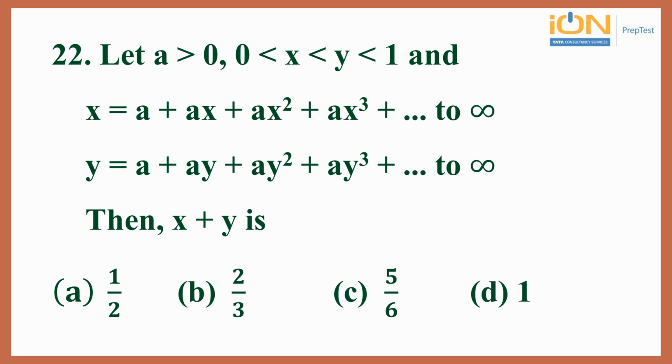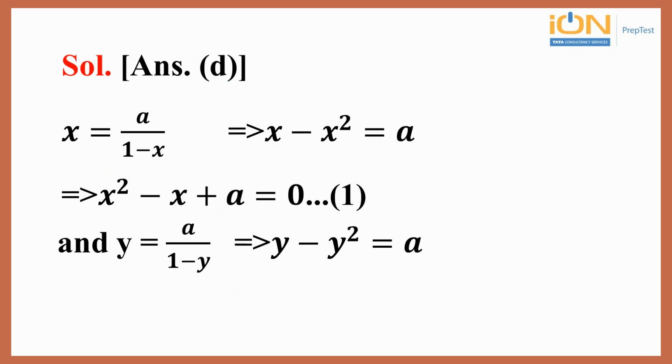Let's move to the next question, question number 22. Let a be a positive quantity. Let x and y be lying between 0 and 1, x less than y, and x is equal to a plus a x squared plus a x cubed, and so on up to infinity, the infinite GP. y is equal to a plus a y squared plus a y cubed, and so on up to infinity. Then the value of x plus y is: first option 1 by 2, second option 2 by 3, third option 5 by 6, and fourth option 1. The right option is the fourth option, that is D.